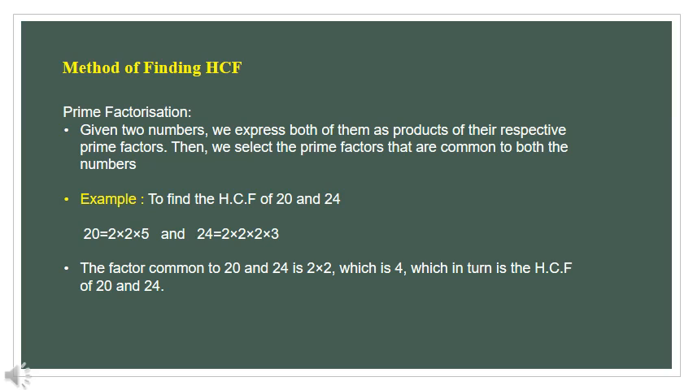As you know, the method of prime factorization which we used in the previous example to find the LCM of two numbers, similarly here also we find the HCF of two numbers by using the same method. First of all we'll write the numbers, that is 20 and 24. Then we'll factorize both the numbers and take out the common prime factors. After doing the calculation, we get the HCF of 20 and 24 as 4.